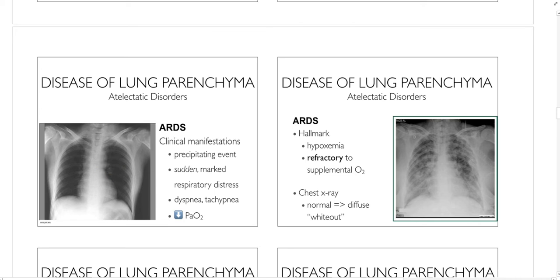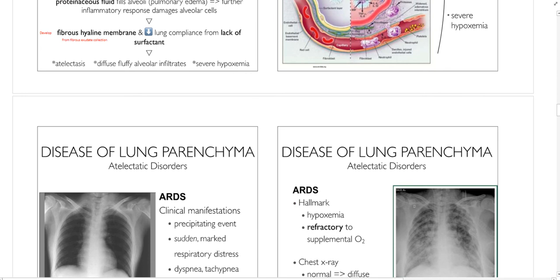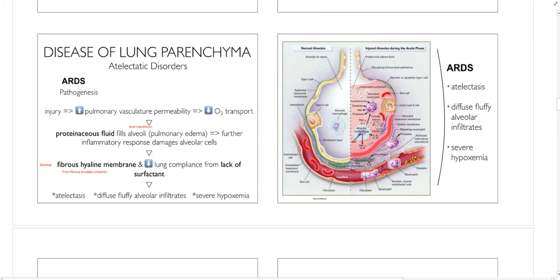This looks like the normal pair of lungs here, whereas on this side we've got a lot of this sort of junky white infiltrate here that looks like fluffiness. So we have that diffuse, fluffy alveolar infiltrates. And because of the fact that we have such poor gas exchange, we're going to have severe hypoxemia. So we also have down here sort of a gap formation that occurs between the capillary and the alveoli, which also further reduces the capabilities of gas exchange.